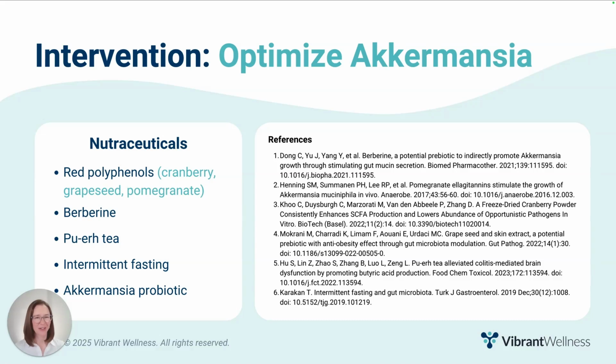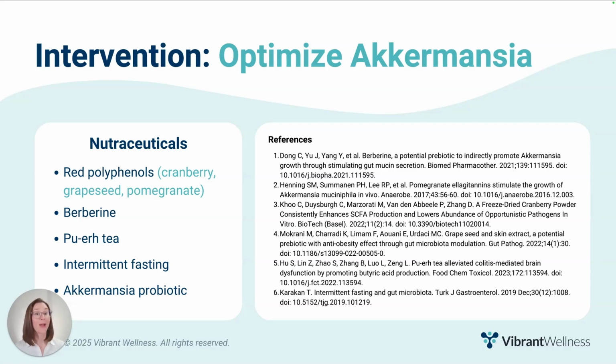Moving on to the intervention. Here are all the ways to support low Akkermansia muciniphila. Number 1, Akkermansia loves eating red polyphenols found in foods like cranberries, grapes, and pomegranate. Number 2, berberine. Although it does have antimicrobial properties, berberine also stimulates mucin secretion.